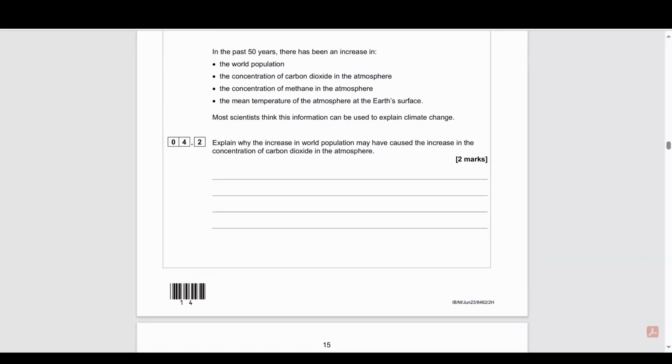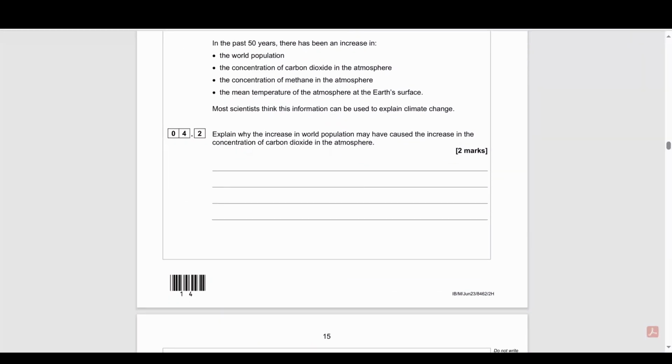In the past 50 years, there has been an increase in the world population, the concentration of carbon dioxide in the atmosphere, the concentration of methane in the atmosphere, and the mean temperature of the atmosphere at the Earth's surface. Most scientists think this information can be used to explain climate change. 4.2. Explain why the increase in world population may have caused the increase in the concentration of carbon dioxide in the atmosphere.